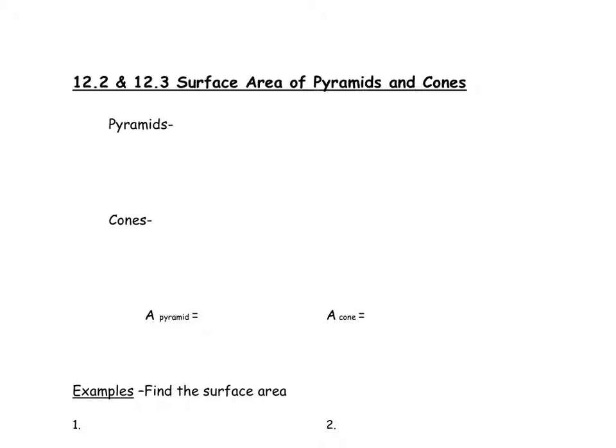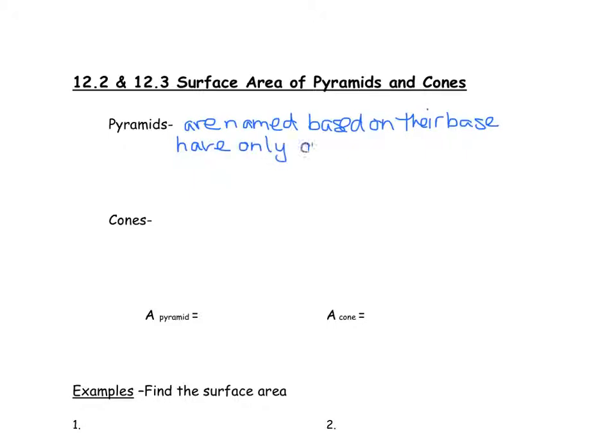So let's define pyramids a little bit more. Pyramids, just like everything else, are named based on their base. They have only one base. That's the real big difference between a pyramid and a prism. Their lateral edges meet at a point that we call the vertex. That's the tip of the pyramid.